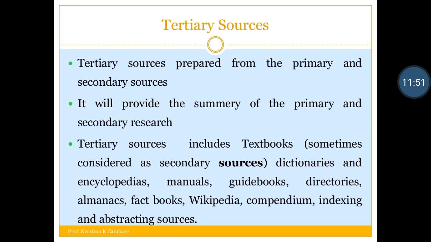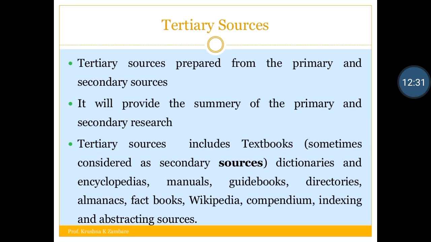Almanacs mean an annual presentation of different topics. Fact books are known as activities. Wikipedia gives information from all over the world on a particular subject or topic; that is given by the tertiary sources. Then a compendium is a part of different books. Large books are there, extra copies are added, and they are the compendium or appendix, so they can be used as tertiary sources. Then indexing and abstracting sources.